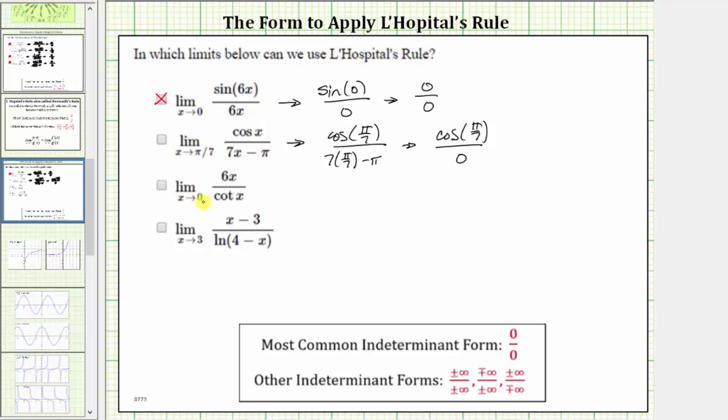Next, we have the limit as x approaches 0 of 6x divided by cotangent x. As x approaches 0, 6x approaches 0, and cotangent x approaches cotangent 0. Now let's determine the value of cotangent 0 using the unit circle, as well as looking at the graph of the cotangent function.